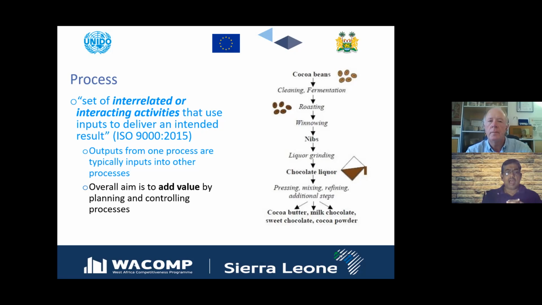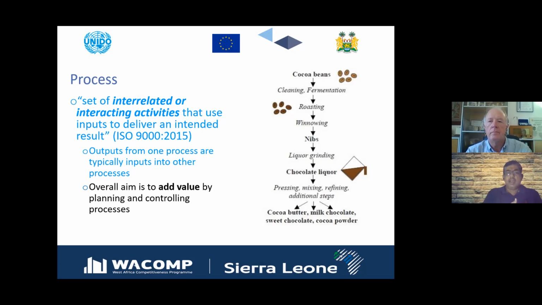And as per the ISO 9000:2015 definition, a process is basically the set of interrelated or interacting activities that use the input to deliver an intended result. I mean, every process has the input, and then there is some value addition on it, and at the end there is some output. We discussed this in the ISO 9001 module, that every process has some input, and then there is the output. But in between that, you are adding the value, and that is basically the process.